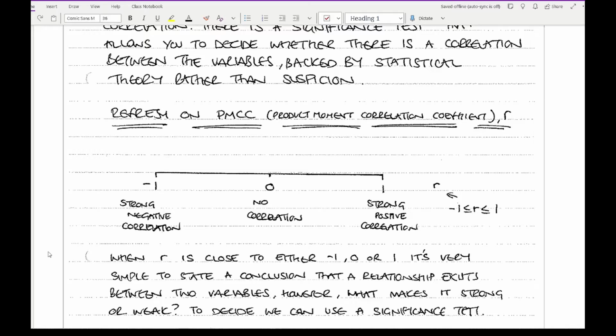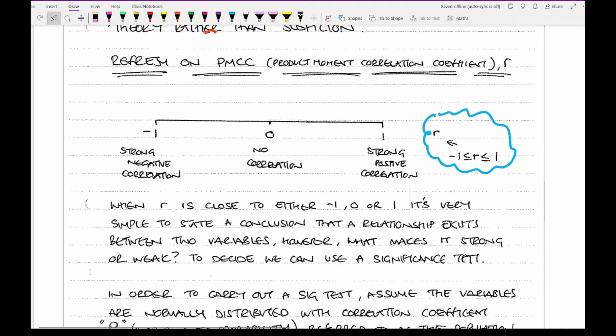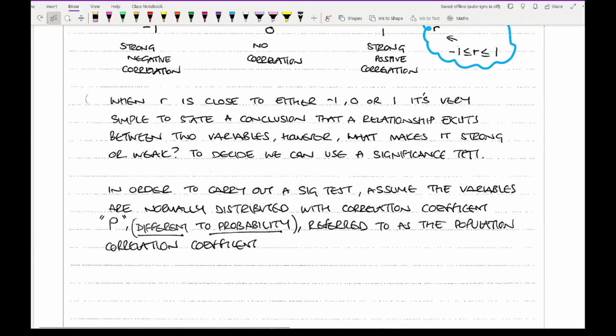How we generally represent this mathematically is by having that R is between -1 and 1. So when R is close to either -1, 0 or 1, it's very simple to state a conclusion that a relationship exists between two variables. However, what makes it strong or weak? Now to decide this, we can use a significance test. In order to carry out a significance test, we need to assume that the variables are normally distributed with a correlation coefficient of rho.